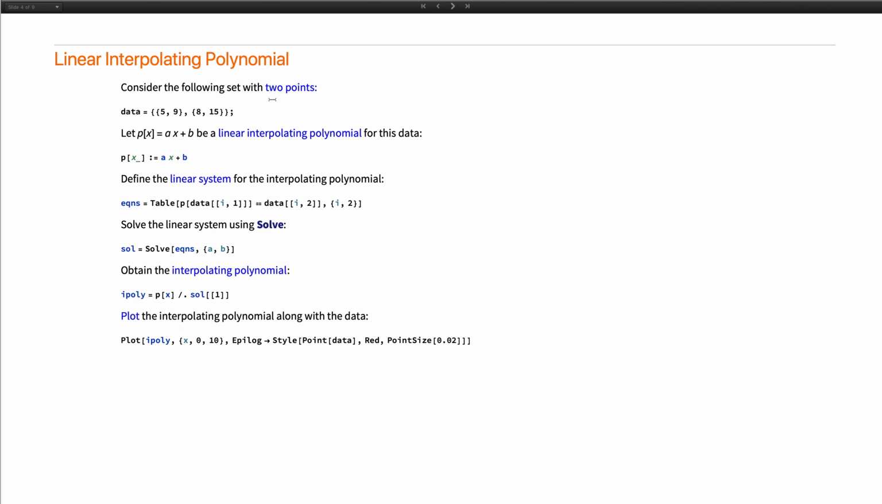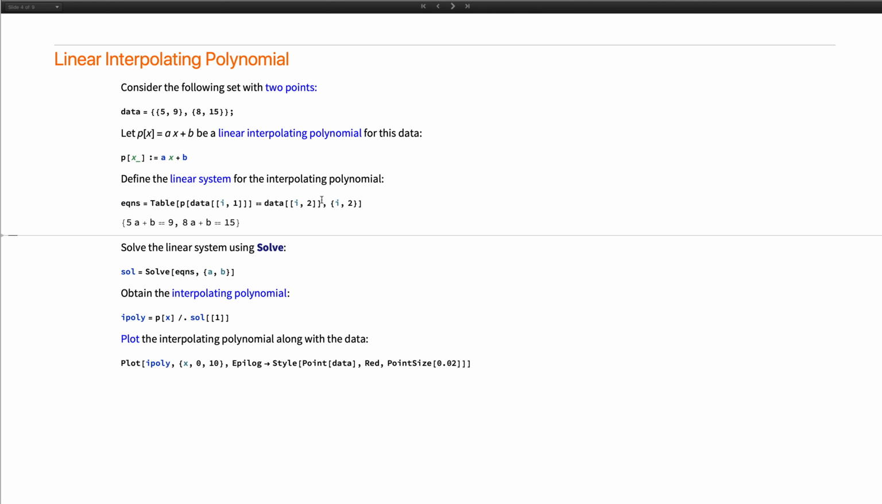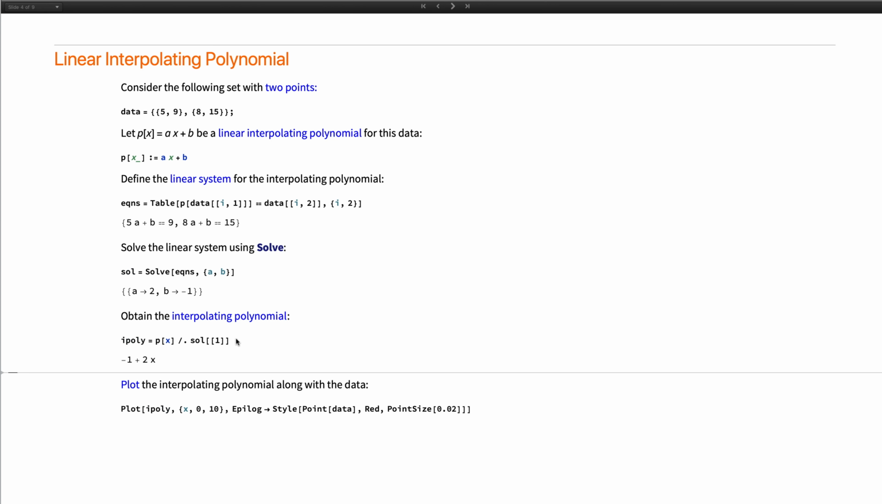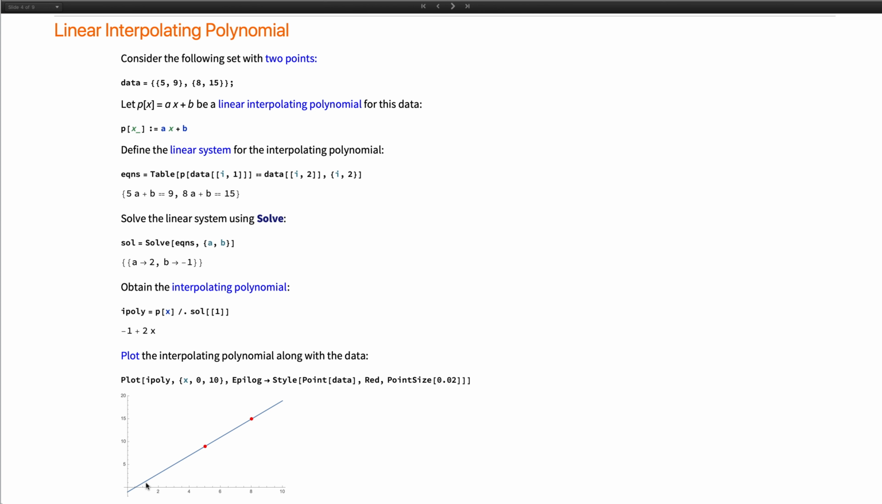Okay, so as a first example, here is again a set of 2 points. I want to construct a linear interpolating polynomial. So I call it p of x equal to ax plus b. The problem is to determine a and b. So I'm going to set up a linear system for a and b, and I set up the equations here. Basically, I evaluate the polynomial at the x values and set them equal to the y values. Once I've done that, I can solve the system for a and b. I can plug in the solution, and so the polynomial is 2x minus 1, which looks correct. So let's plot the polynomial and the data, and you see that you actually have the correct fit.